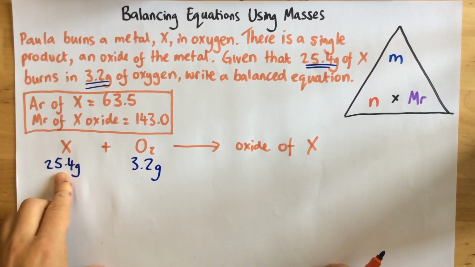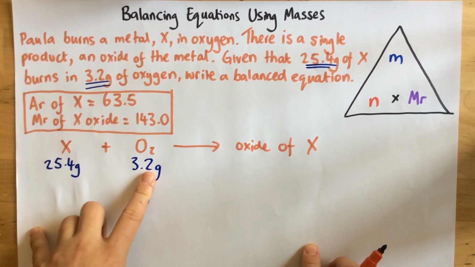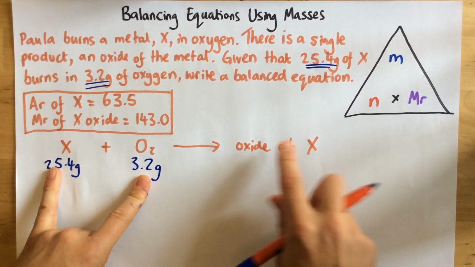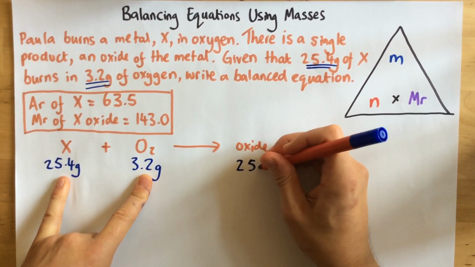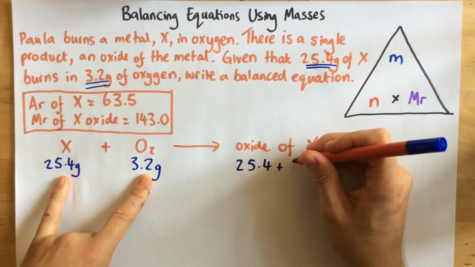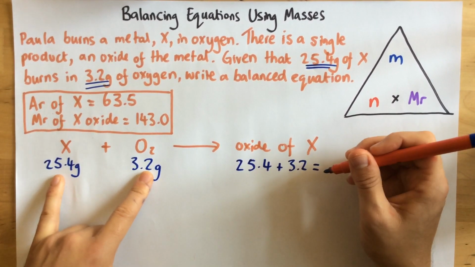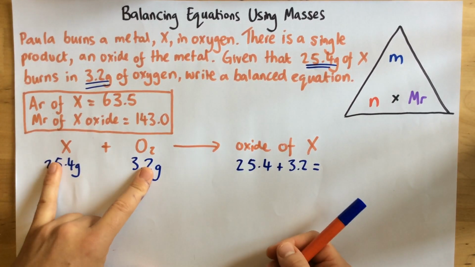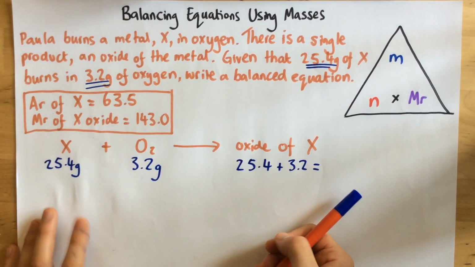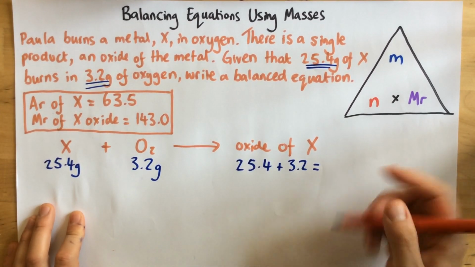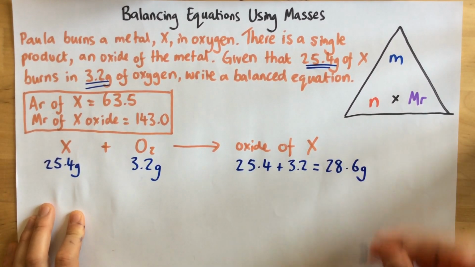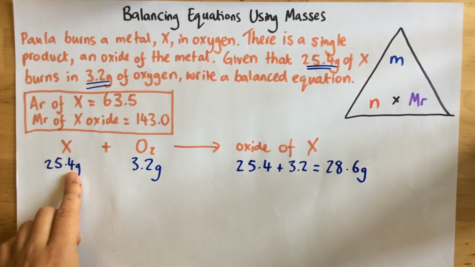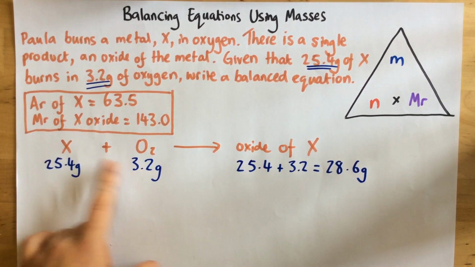So my next step is this. If I start off with 25.4 grams of this and 3.2 grams of this, the mass of the oxide produced must be the sum of these two. So I need to add them together to find the mass of that. Because no atoms are created or destroyed, the masses of the reactants must add up to the mass of the product. So this is 28.6 grams. So now I've got the mass of each of these.